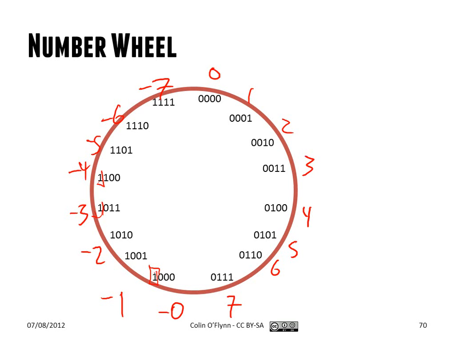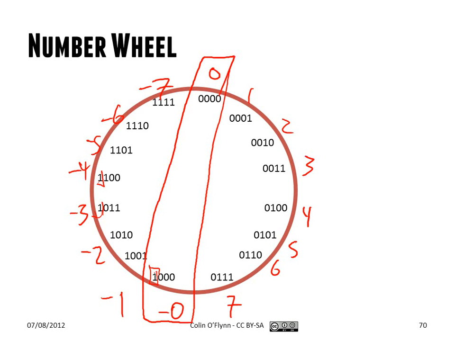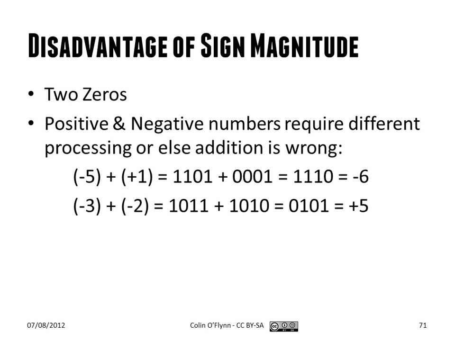And this type of notation, although it seems pretty straightforward, it has issues. For one thing, there's two zeros, so there's negative and positive 0. And you can't just add numbers straight together as they're written, because for example, if you add negative 5 to plus 1, you get negative 6, which is not right. Same way, if I add negative 3 and negative 2, I get positive 5, not negative 5. So you need some additional logic to deal with the negative numbers and the positive numbers being added or subtracted. So this is bad because it's a lot of work. You need more stuff to do it.